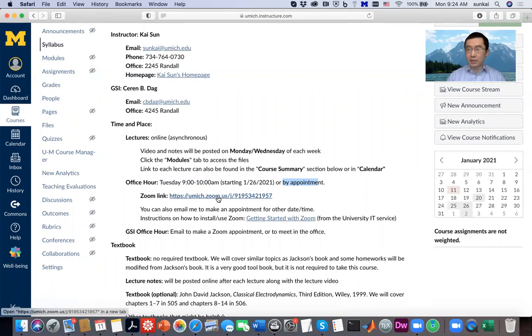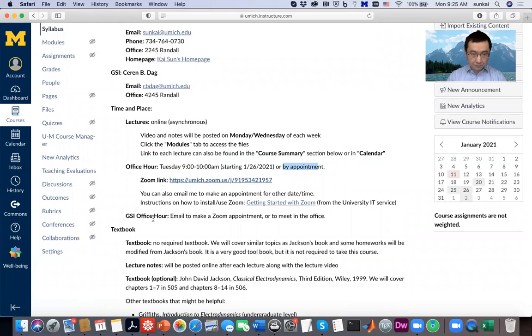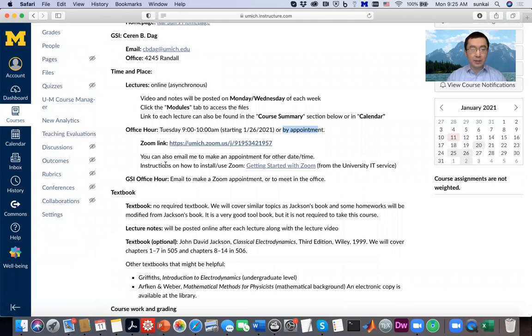And the regular one is again, Tuesday, 9 to 10, or we can set up an appointment by email. And our GSI, Ms. Deck, also has office hours. If you want to chat with her, you just need to send her an email and make a Zoom appointment. Okay, so that is about the time and the places.